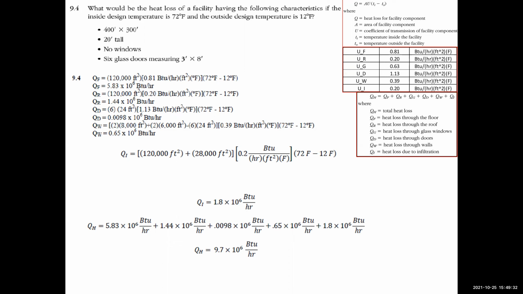So the challenge again is getting the right area for each component. The second challenge is that you are using the right units, and the right number of decimal places, so you get the right addition at the end. Questions?